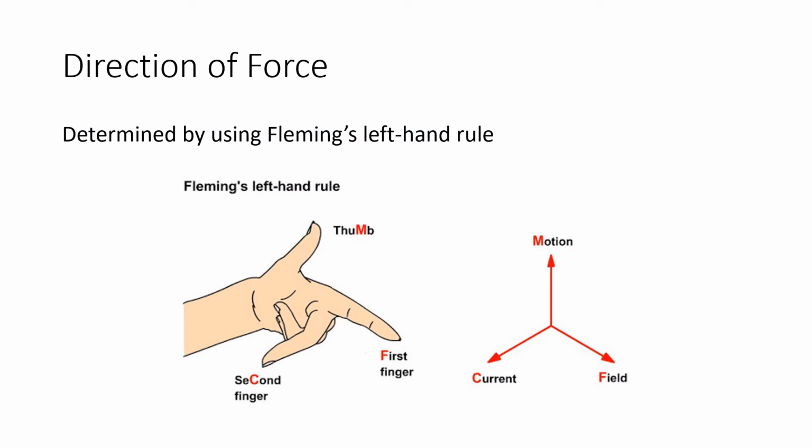The direction of force is determined by using Fleming left hand rule as we did for the previous example. The thumb represents the force, the first finger represents the direction of magnetic field, and the second finger represents the direction of current. Don't get confused about which finger represents which one. These are the keywords, and it will be easy to remember. The second finger is C, which means current, the first finger is F, which means field, and the thumb is M, motion.